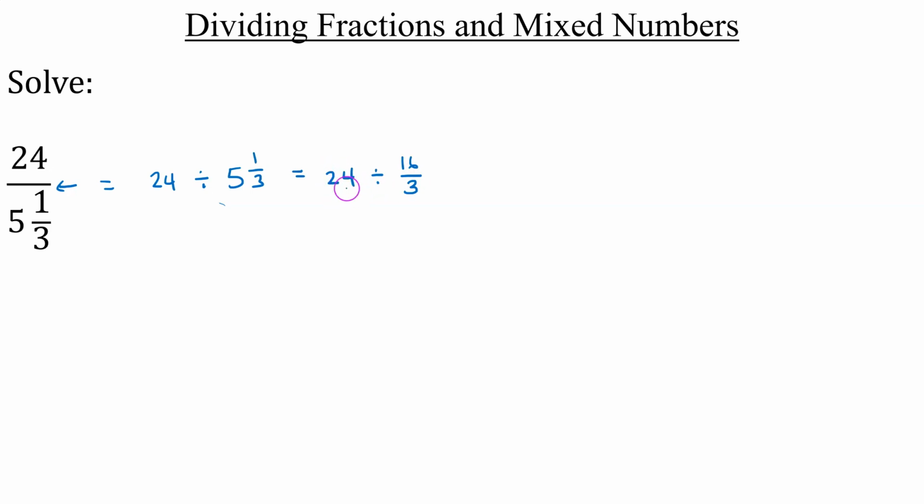Whenever you have a whole number, you can always put it over 1 if you want to make it into a fraction. So we have two fractions we're dividing by one another, which is the same thing as multiplying by the reciprocal of the second. We can simplify 24 into 3 times 8. We can simplify 16 into 2 times 8. The 8's cancel. 3 times 3 is 9. 1 times 2 is 2.